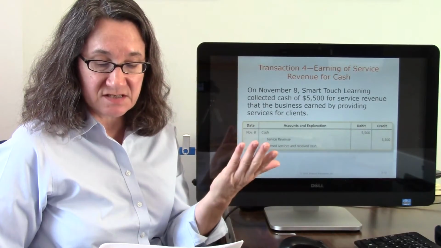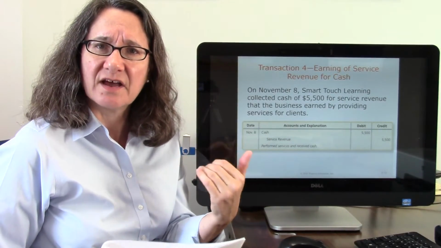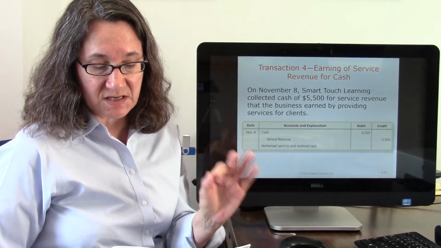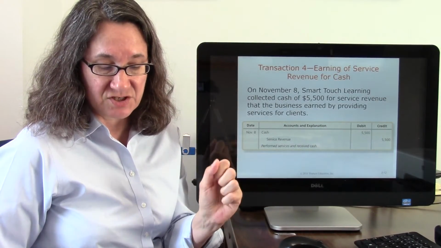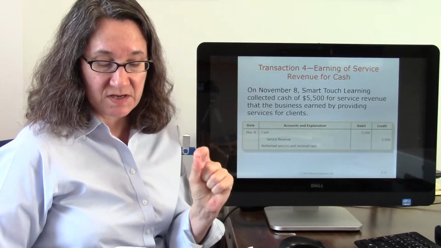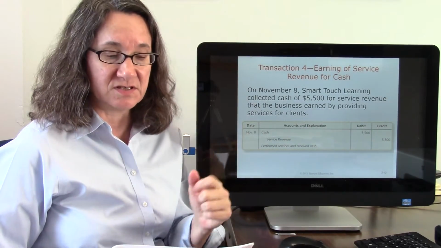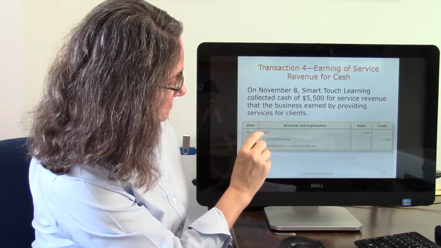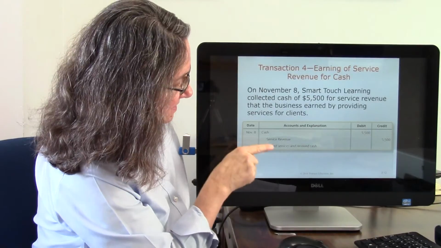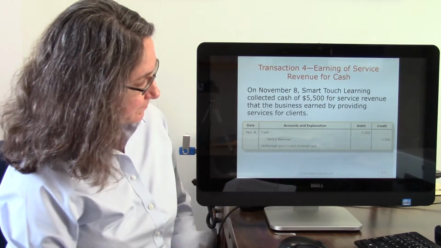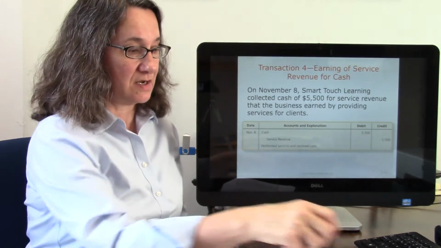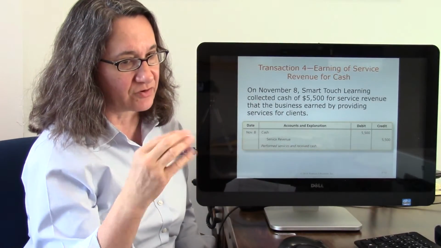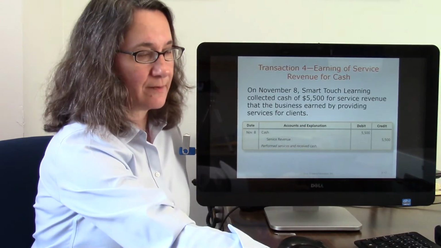Cash is increased, right? That's easy. If somebody paid us cash, cash came in, so we've increased our cash with a debit, because customers paid Smart Touch Learning with cash. Since services were performed, service revenue is increased with the credit. So here you go. Write down the date, write down the account and the debit, indent the account and the credit. So pretty basic transactions. You think you're starting to get that. Think about what accounts are affected. Where's my debit? Where's my credit?